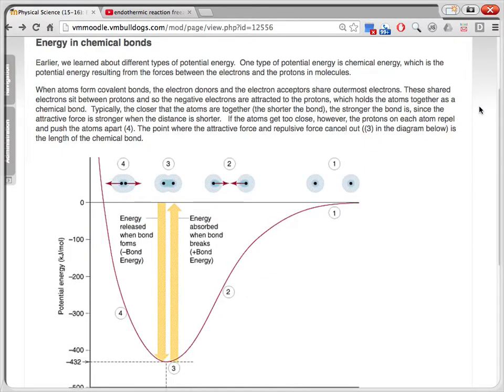So let's look a little more in detail at the energy that's in these chemical bonds. We said that chemical energy is a type of potential energy. We discussed that at the very beginning of the year, where we looked at different types of potential energies. And one of the things that we learned about potential energies is that for objects that are free to move, they typically want to lower their potential energy.